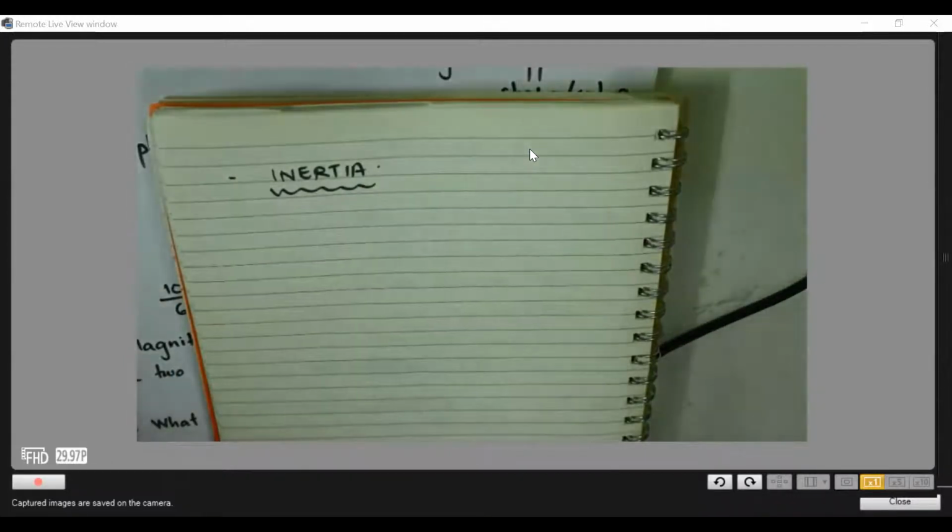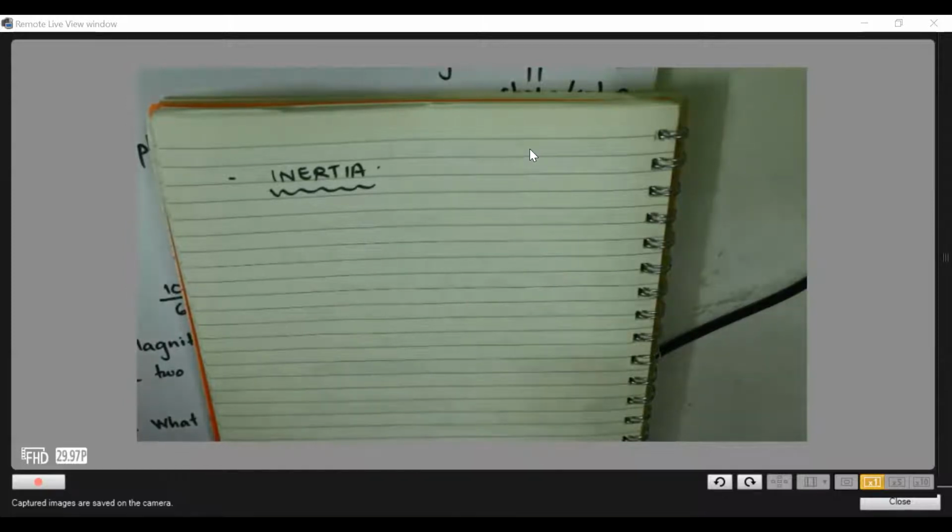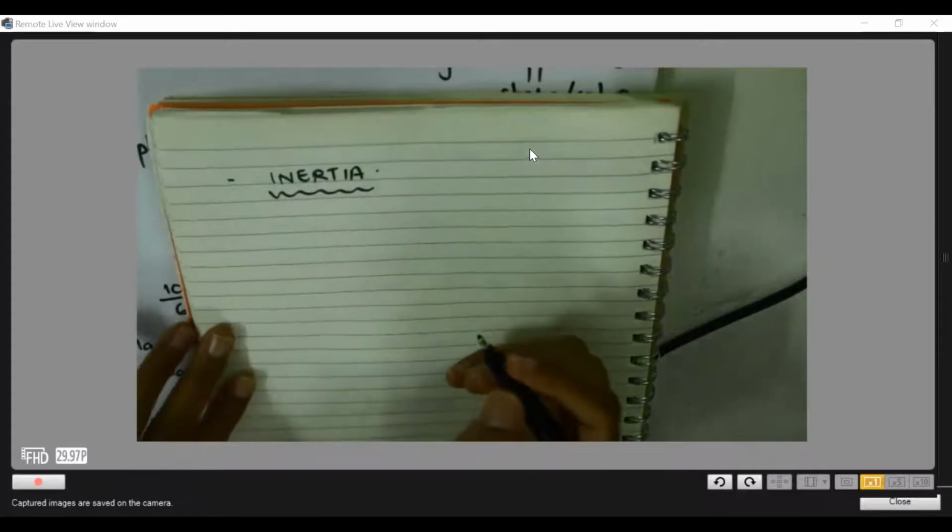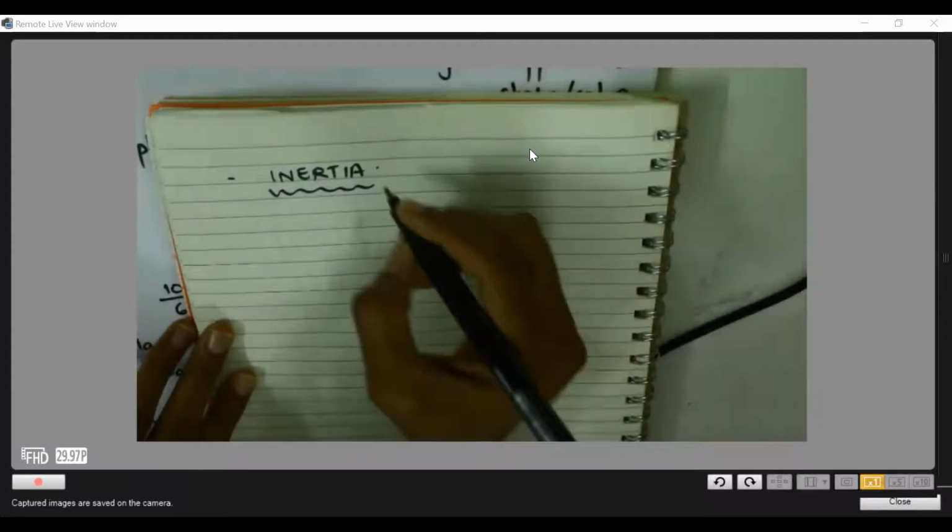Do you remember? Inertia is the fact that an object will stay in its state until an external force is applied. It's resistance to any change. Very good job. Yes, it is.